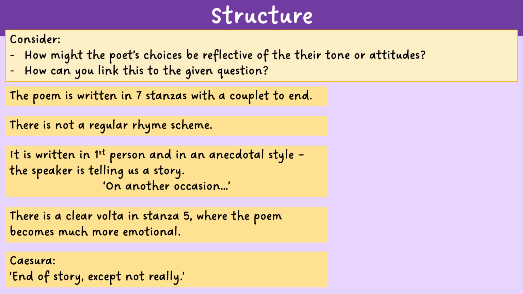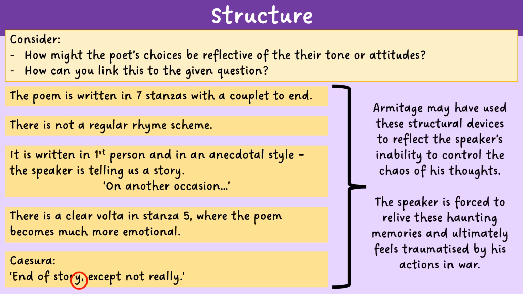The bluntness of this opening sentence of stanza 5 is hard-hitting as we realise the speaker cannot leave his work behind. It infiltrates every single aspect of his life. It's important for us to remember that Armitage has used these structural devices to reflect the chaos of the speaker's thoughts. The speaker is forced to relive these haunting memories, and ultimately he is traumatized by the actions of war.